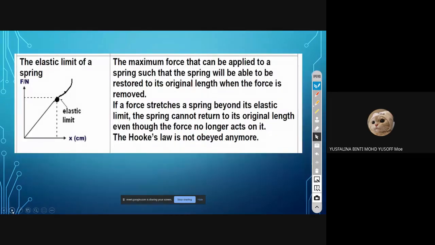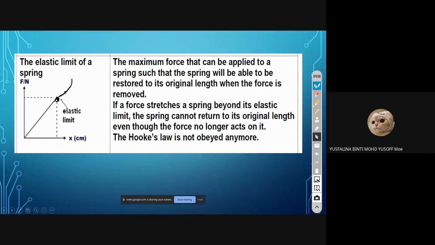Alright, so the elastic limit of a spring. What is the elastic limit? It is the maximum force that can be applied to a spring such that the spring will be able to restore to its original length when the force is removed. If the force stretches a spring beyond its elastic limit, the spring cannot return to its original length even when the force no longer acts on it. So Hooke's law is not obeyed anymore. This is the elastic limit.